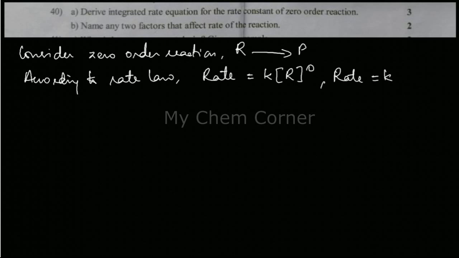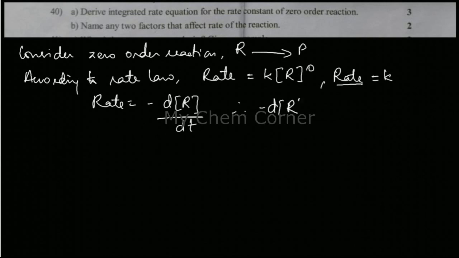Now, therefore, we can say that rate is equal to minus dR by dt, which is by definition. Since rate is given here like this, instead of rate I can put this entire thing. So, minus dR by dt is equal to K. Now you're going to rearrange the equation. All that you're going to do is cross multiply it. When you cross multiply, you will get minus dR equal to K dt.